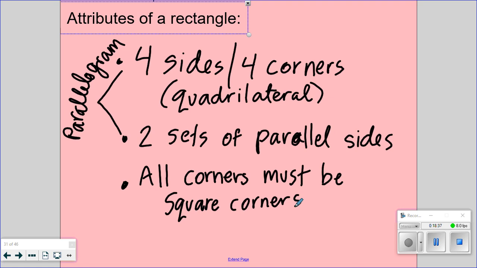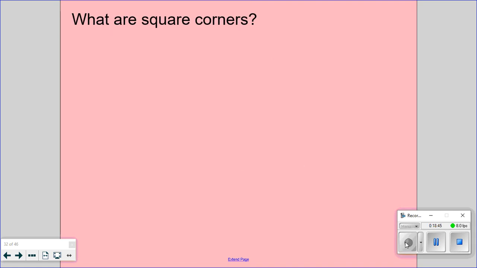Now, square corners has a couple of different names. So go ahead and either draw a line in your notebook or turn to the next blank page, either or. What are square corners?